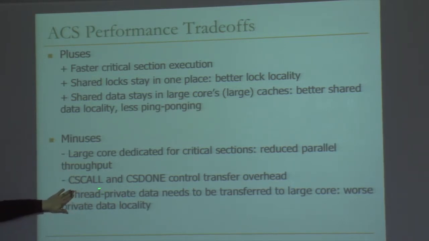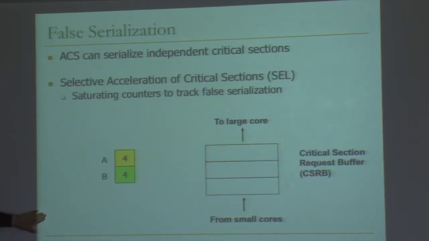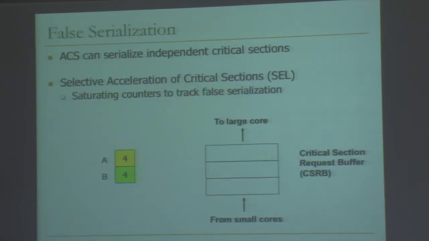There's control transfer overhead, critical section call and critical section done, because you need to send those signals. And the thread private data needs to be transferred to the large core. So you get worse private data locality. What is the thread private data? Remember, if we go back, now this A needs to be transferred to the large core, right, with this push and pump. Whereas before, if you executed this on the small core only, A would be in the cache of the small core. That didn't need to be transferred.